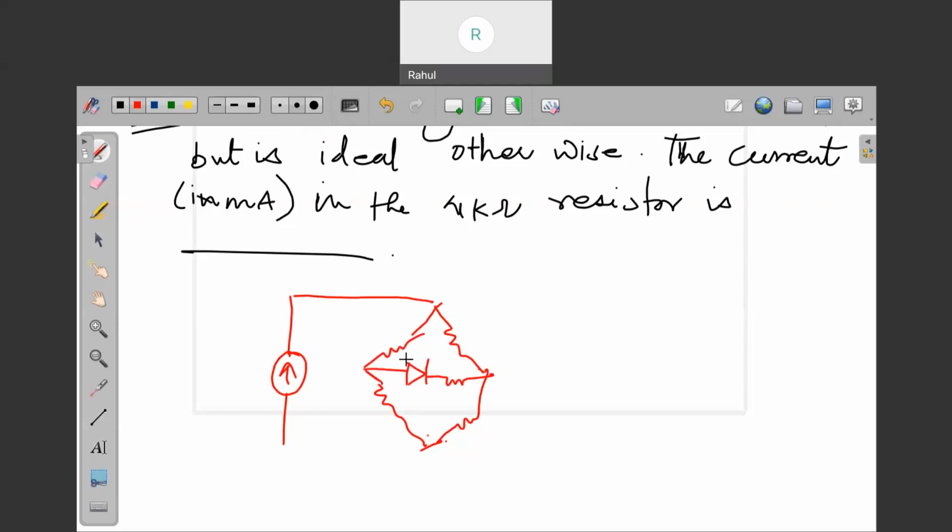So what are the resistances connected here? Let me draw that as well. Please draw the circuit perfectly. Like this. We know that this is 2K and this is 3K, and this is 6K and this is 4K. And this guy is having 1K resistance, and the source is a 1 milliampere current source.